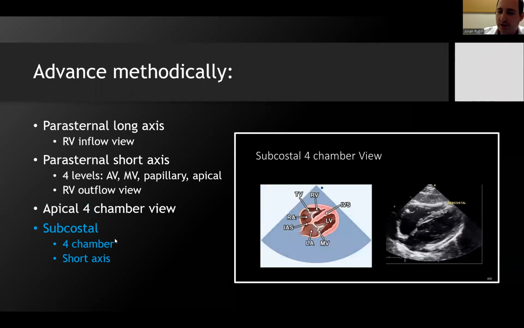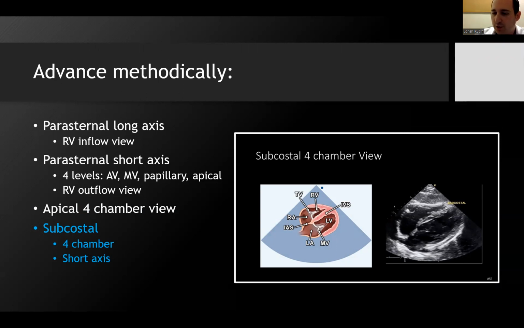Then you have the subcostal 4-chamber view. This is one of the best views for cardiac tamponade. It's less helpful when you're looking at size of different ventricles or atria, but you're able to see both atria, both ventricles. If there is a circumferential pericardial effusion, you would be able to see that as well.